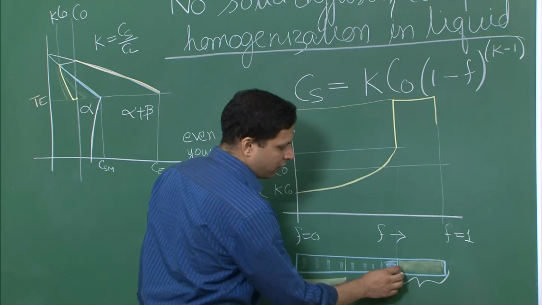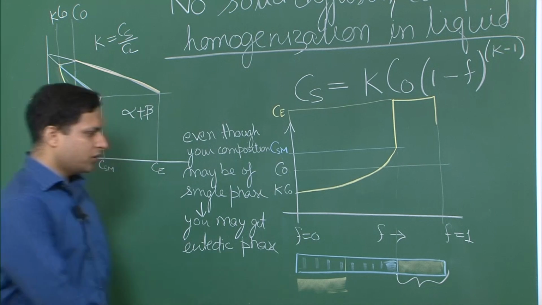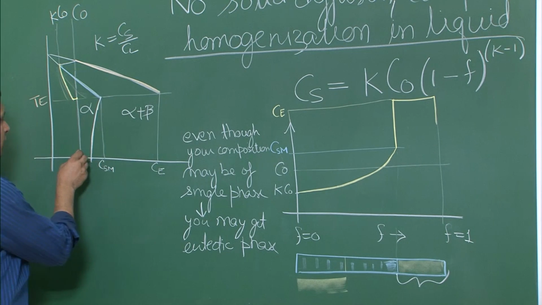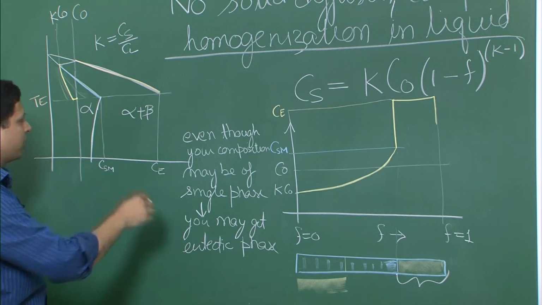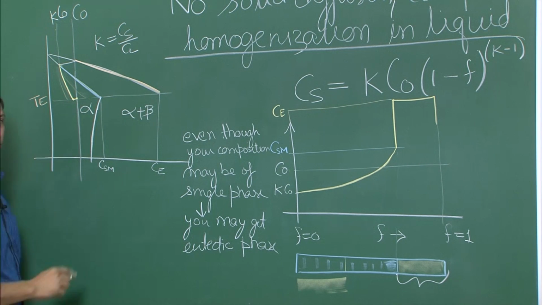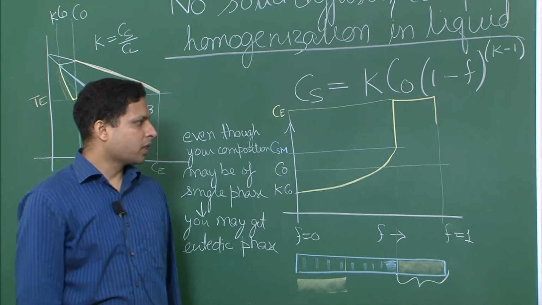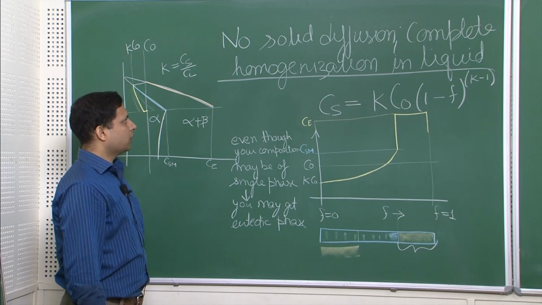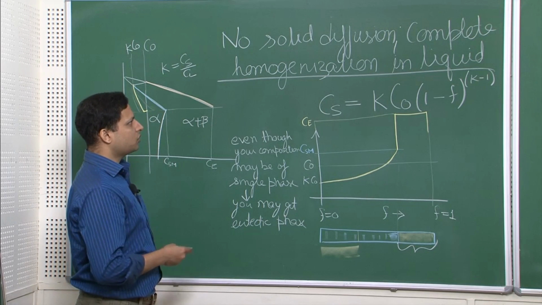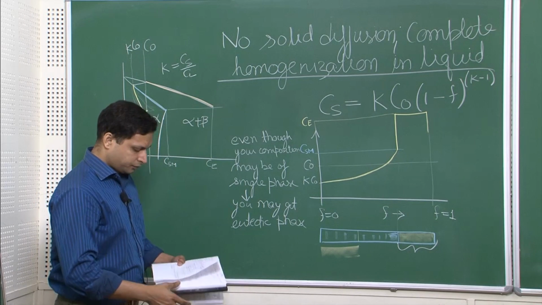So that is what I am calling a eutectic phase. So it is all the way up to this point single phase, over here it is two phase. The length of this two phase region will depend on where the composition is. As you go closer and closer to this point, that length will become larger. If you go to the left, then the length of the eutectic will reduce. So this is how your condition for no solid diffusion and complete homogenization in liquid will look like.